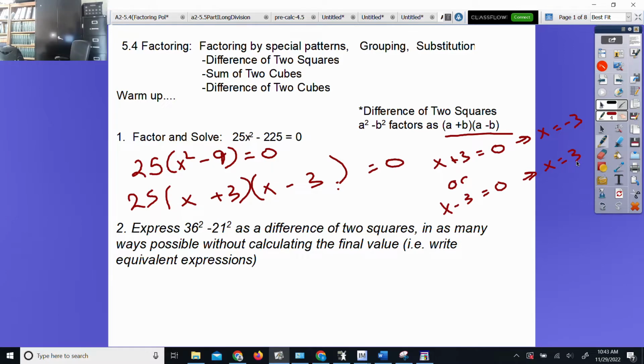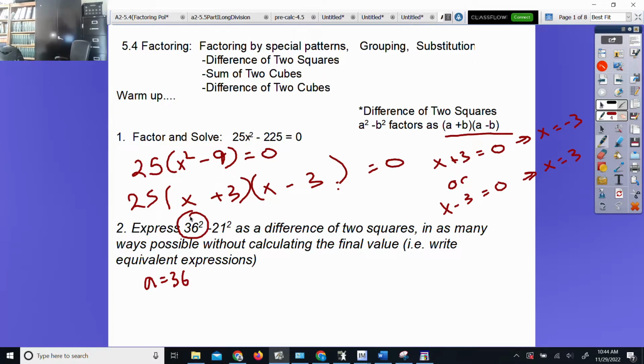All right, number 2 says express 36 squared minus 21 squared as the difference of two squares in as many ways as possible without calculating the final value, i.e. write equivalent expressions. That's an a squared minus b squared pattern. What do you square to become 36 squared? I knew you'd say 6. It's wrong. 6 squared is just 36. To become 36 squared, don't you square 36? It was 36 squared, so I take a 36 and square it.